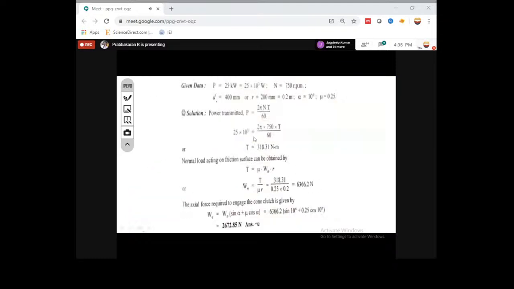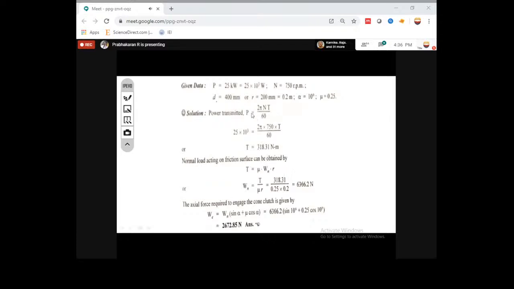So I will give some clue. Here we know the power and speed. Diameter means nothing here for the uniform pressure. If we consider the uniform pressure theory, it has one huge derivation. Just go through that derivation and definitely you can understand everything.